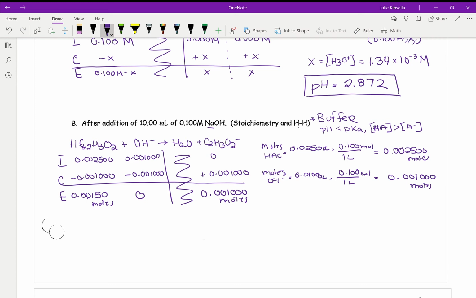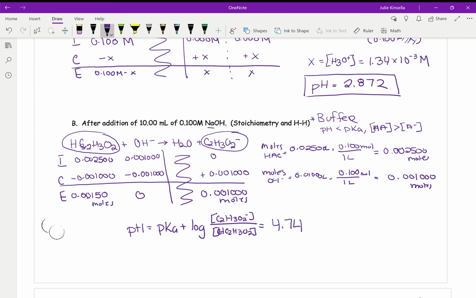So then this is where I can do my Henderson-Hasselbalch equation, because I have weak acid and its conjugate in solution. So my pH is equal to my pKa plus the log of the conjugate base over the weak acid. Okay, so my pKa is 4.74, which I figured out from the Ka earlier. And then I'm plugging in the log, and make sure you plug these in the correct spot. 0.001000 moles. Now, we talked about when we did buffers that ideally, and actually I feel like I'm missing a 0 up here.